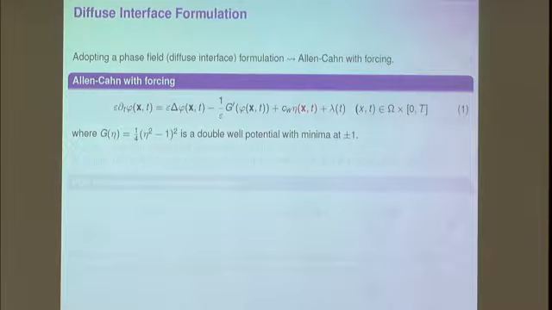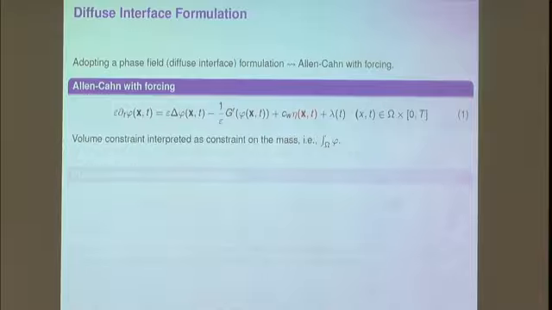We had this lambda, which in the sharp interface case was a constraint on the volume enclosed by the surface. In the diffuse interface setting, one can interpret this as a constraint on the mass of phi. And as you take epsilon to 0, you recover a constraint on the enclosed volume.